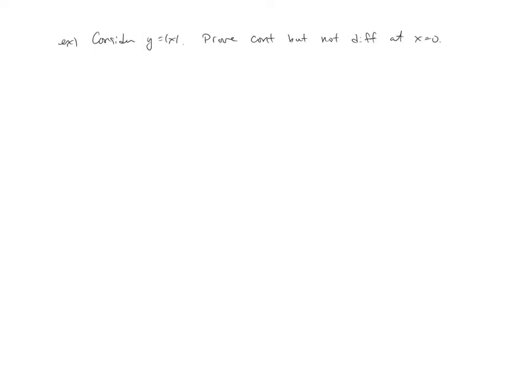Okay, so in this example, we are going to prove that the absolute value function y equals the absolute value of x is continuous but not differentiable at x equals 0. Now, to get this started, it's worth a review. Remember, the absolute value function is really a piecewise function. So we would say that the absolute value of x is equal to x when x is bigger or equal to 0, and negative x when x is less than 0.